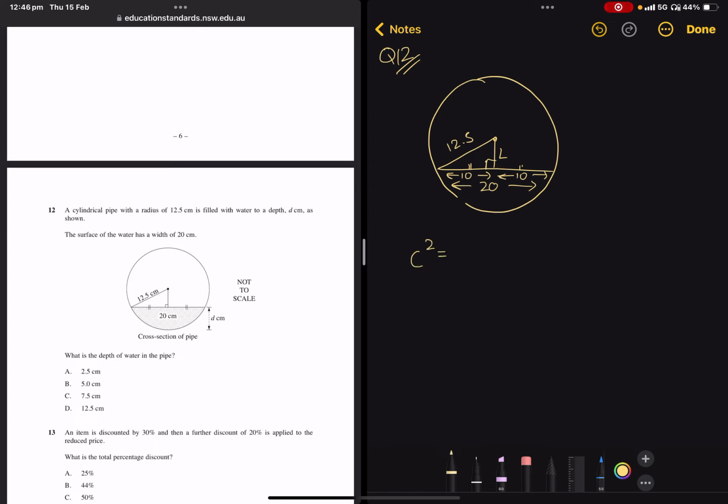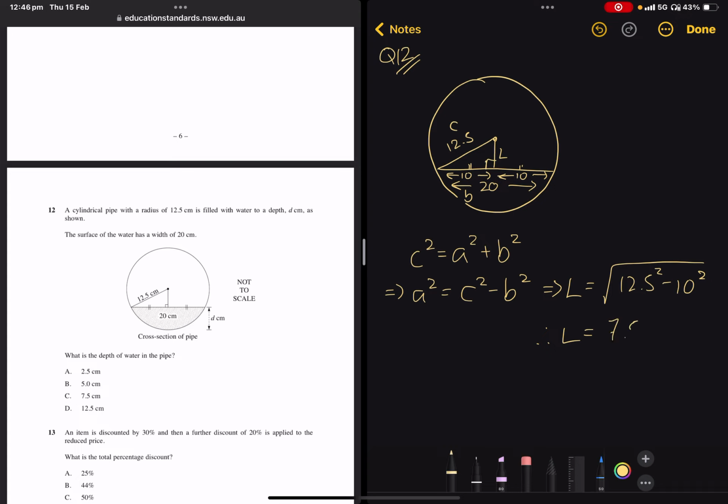We know c squared is a squared plus b squared. This implies that a squared is c squared minus b squared. So this is c, this is b, a is L. This implies that L is the square root of 12.5 squared minus 10 squared. So we'll put this into our calculator. This will give us a value for L. So we have the square root of 12.5 squared minus 10 squared. My calculator tells me this is 7.5. So the L value in question is 7.5 centimeters.